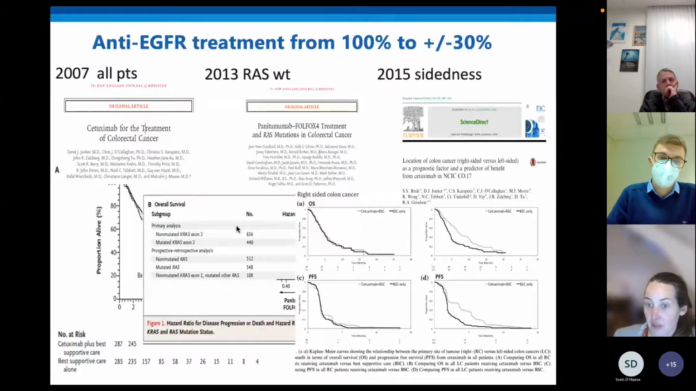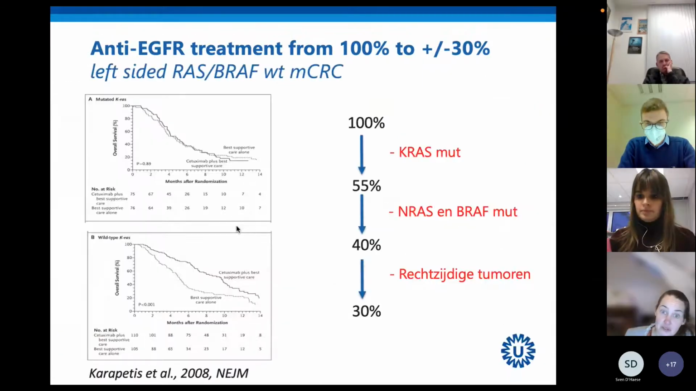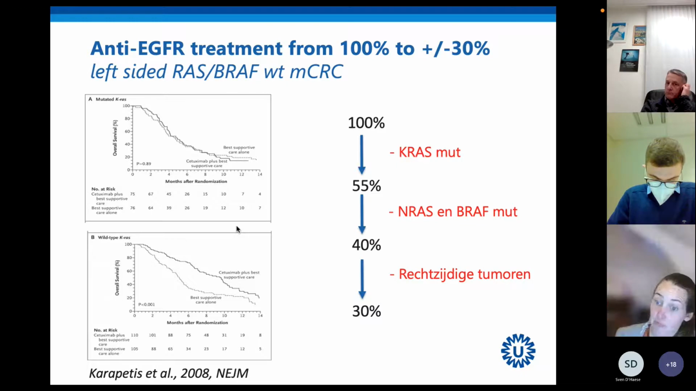Sidedness came in 2015. This study showed that right-sided tumors do not benefit from EGFR inhibition in comparison to left-sided tumors. So we started with all patients, then KRAS mutant ones were excluded. It was extended to other RAS mutations, so NRAS, and also BRAF V600E mutated patients don't benefit from EGFR inhibition, and more recently, right-sided tumors were excluded for this treatment because the benefit is much less.